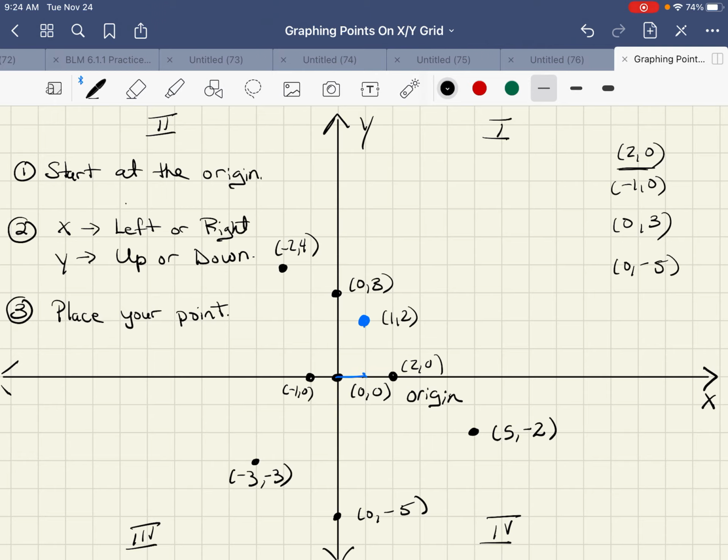So again, you're going to go left on your x portion if it was negative, you're going to go right if it was positive. For your y, you're going to go up if it's positive, and you're going to go down if it's negative. And you're always going to start at the origin. Okay, we'll see you in the next video.